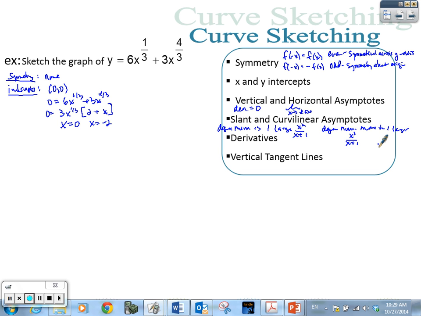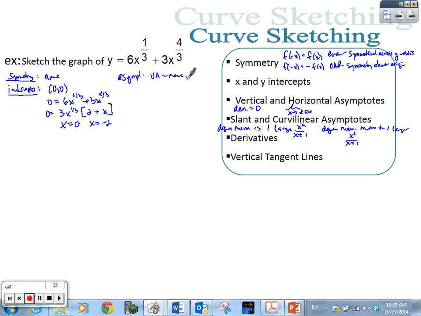Of course, you're going to have to find your first and second derivatives. But let's check this figure for all these asymptotes. So I don't have a denominator. I don't have anywhere it's undefined. So I don't have a vertical asymptote. So the asymptotes, vertical, none.